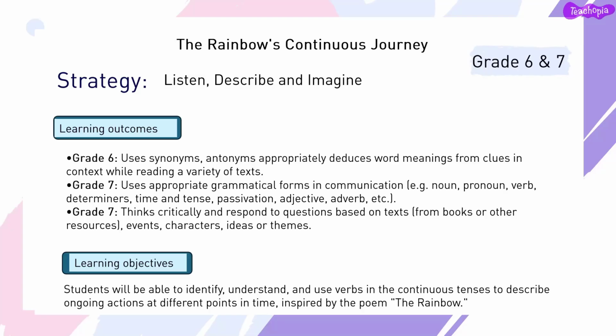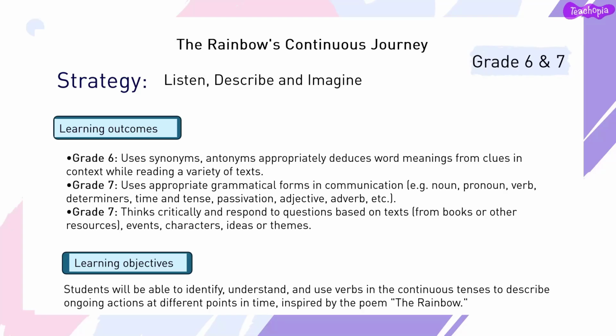The learning outcomes for grade 6 are use synonyms and antonyms appropriately, and deduce word meanings from clues in context while reading a variety of texts. For grade 7, use appropriate grammatical forms in communication, for example noun, pronoun, verb, determiners, time and tense, passivation, adjective, adverb, etc.